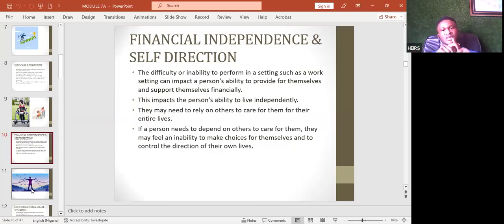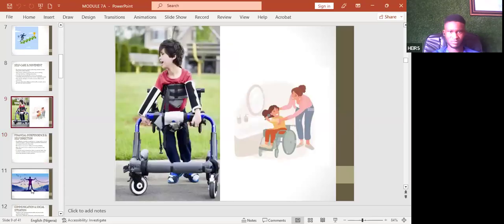So difficulty or inability to perform in a setting such as work can impact a person's ability to provide for themselves and support themselves financially. Imagine someone who has lost motor function. Okay, this picture I even showed us just now. Imagine this guy.